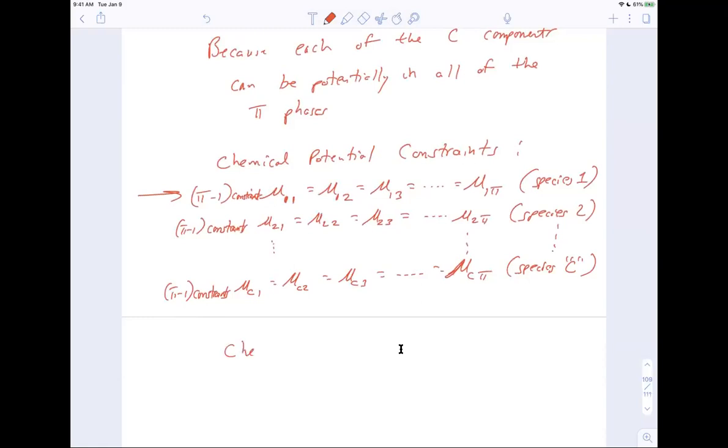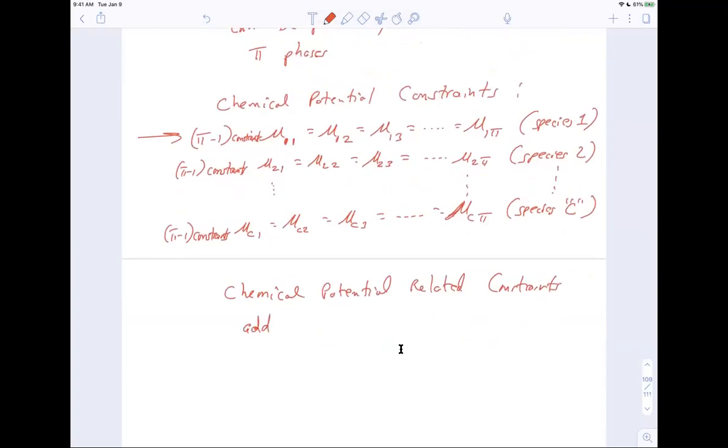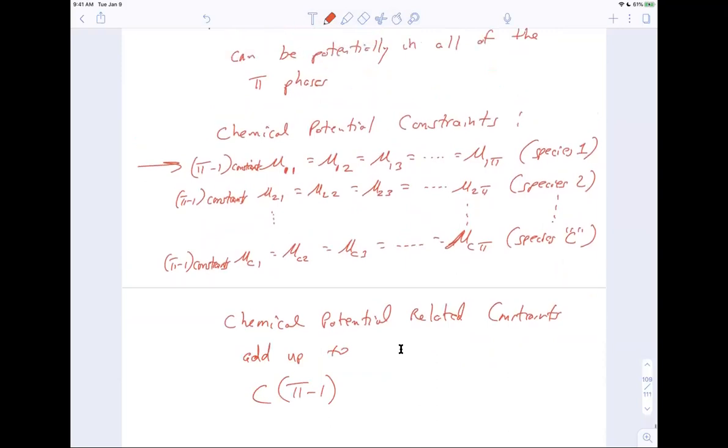The chemical potential related constraints add up to, we have pi minus 1 constraints, and we have C of them. So each row gives me pi minus 1 constraints, and I have C rows. So I multiply the two. And so that's how many constraints I have here. Okay, so again, this is from the mu i pi.